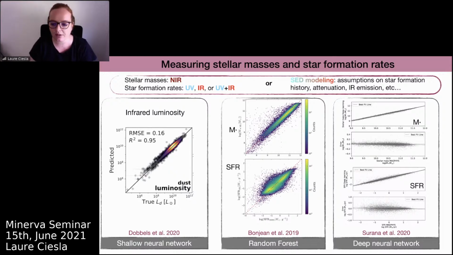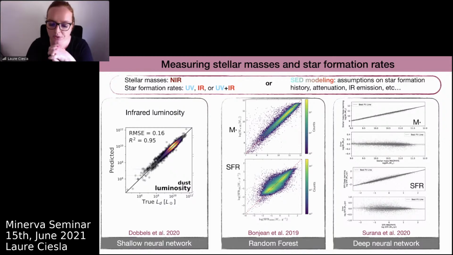So here are just some examples. On the left, you can see a study that focused on the infrared luminosity of galaxies. There, the authors used a shallow neural network to predict the infrared part of the SED of the galaxies from the UV to near infrared. This is something quite new, and they managed to recover quite well the dust luminosity of the galaxies.